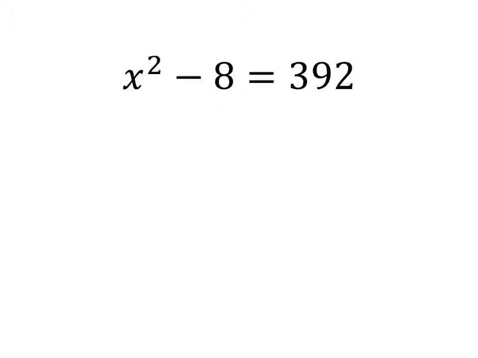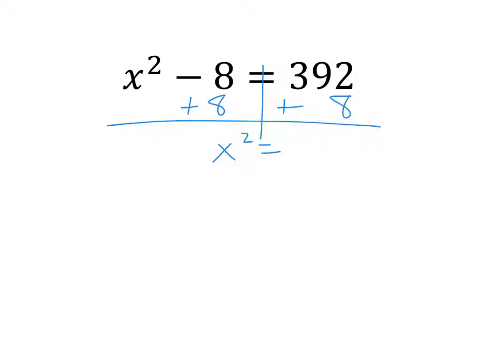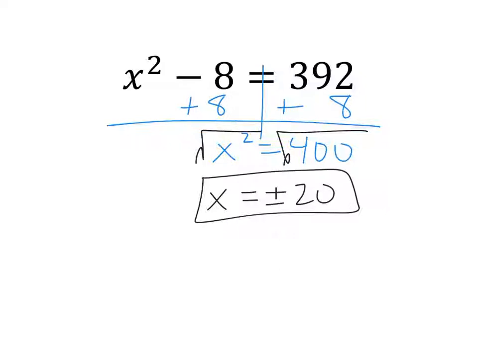For the second one, we want to isolate x squared by adding 8 on both sides. So we would get x squared equals 400. Finally, we can solve by taking the square root on both sides to get that x is equal to, well, the square root of 400 is positive and negative 20. Those are our two solutions for x squared minus 8 equals 392.